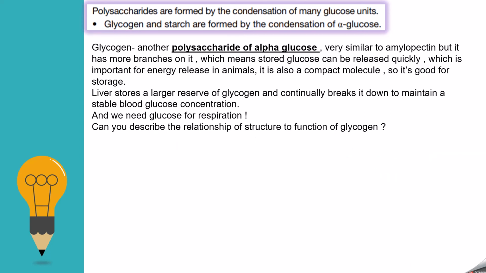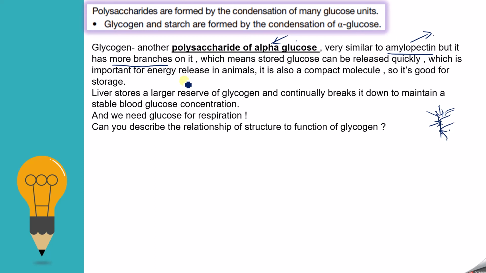Okay, so let's have a look at glycogen. Glycogen is another polysaccharide of alpha glucose, and very similar to amylopectin in terms of branching. But the difference between amylopectin and glycogen is that glycogen has more branches, which means stored glucose can be released a lot more quickly. As I said before, if you have lots of branches, then enzymes can act upon it quicker because there's a larger surface area, break the bonds, and release energy a lot quicker.